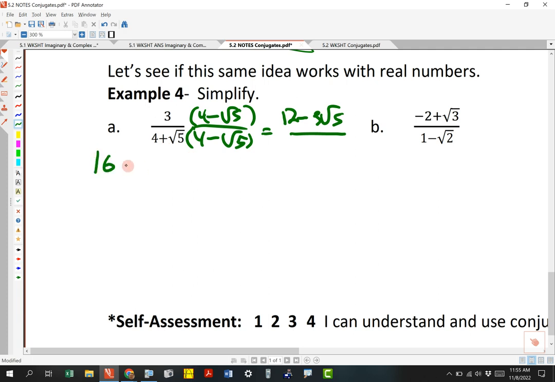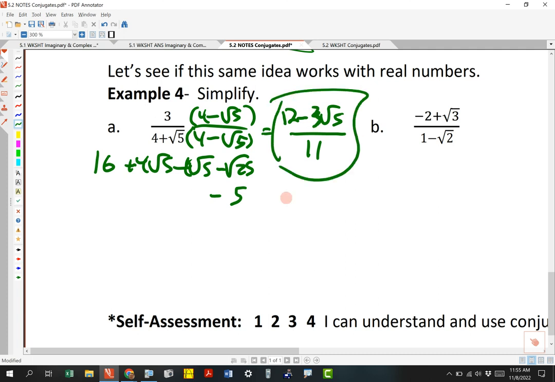We did this earlier, right? Plus 4 radical 5 minus 4 radical 5, and then minus radical 25. So this is minus 5. So this is going to be an 11. Does that make it look nice? And the cool thing is you can actually just leave it like that. There's no standard form for writing that.